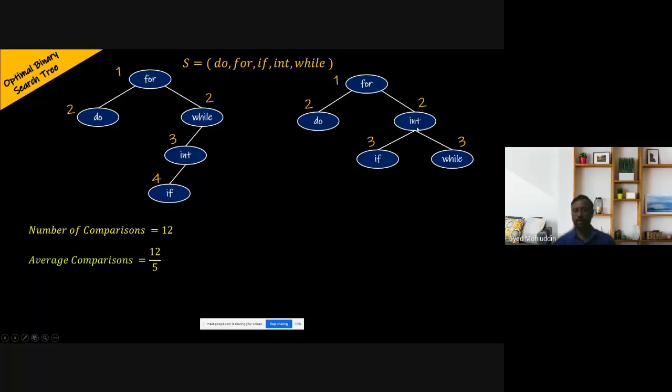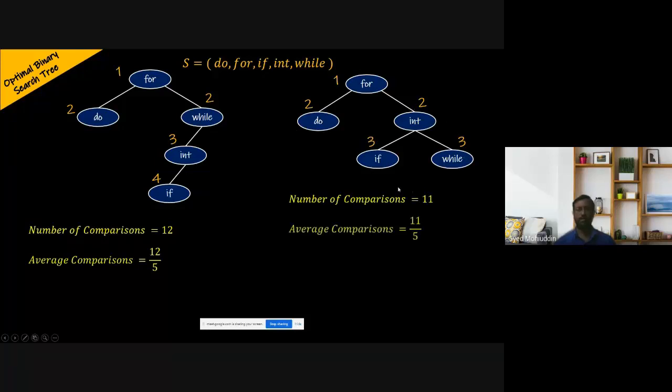Same way for int we need two comparisons, and for if we need three comparisons, and while also we need three comparisons, because we need to look at for, compare for, then compare int, right child or left child. So if is three comparisons, while is also three comparisons. So in this case, for this binary search tree, when the structure of this binary search tree is in this way, we needed a total of 11 comparisons, because 2 plus 1 is 3, 3, 6, 7, 8, 9, 10, 11 comparisons.